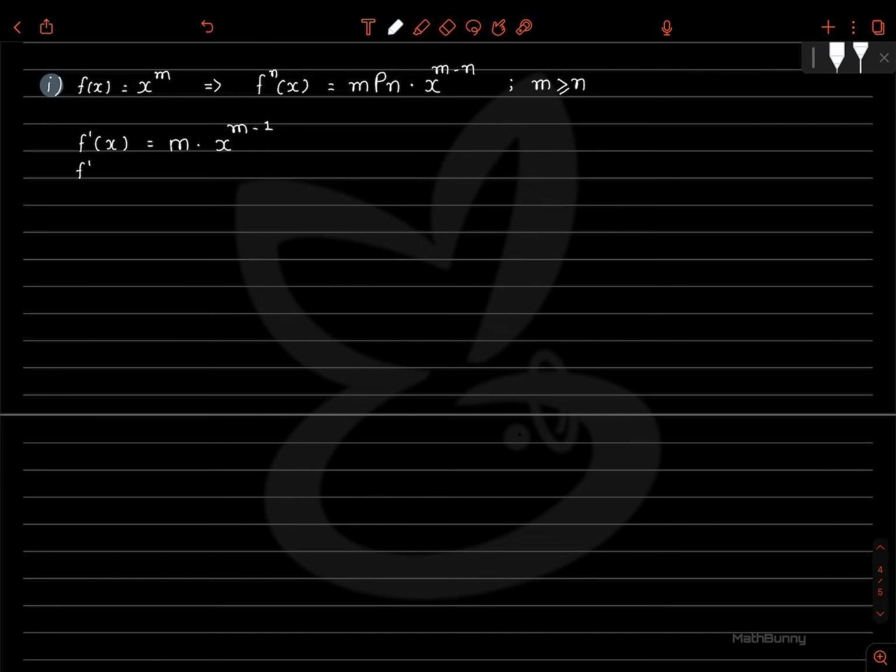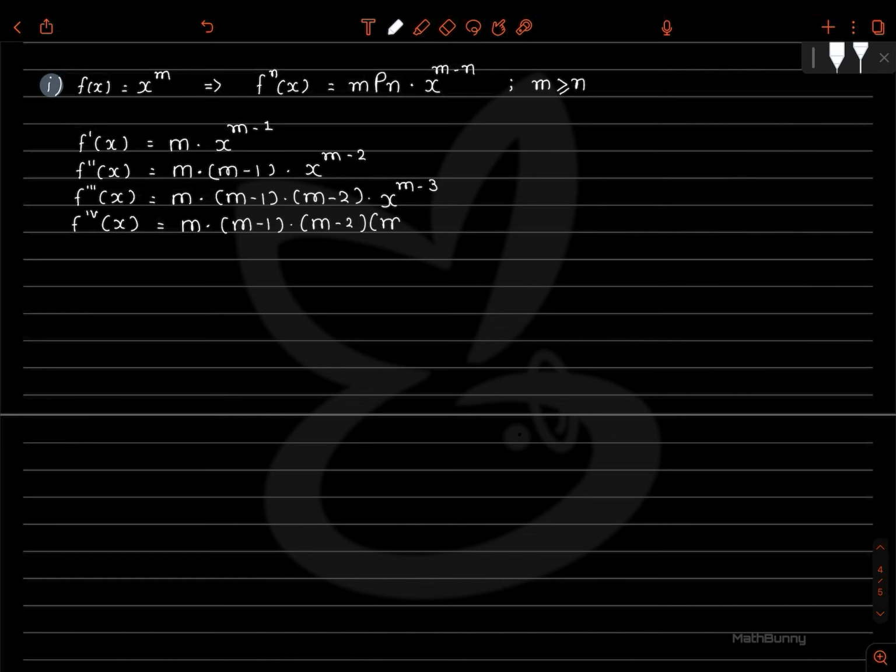Differentiate this again, f double dash of x, we will get m into m minus 1 into x raised to m minus 2. Let's further differentiate this. F triple dash of x will be equal to m into m minus 1 into m minus 2 into x raised to m minus 3. Let's again differentiate. The fourth differentiation of f of x would be m into m minus 1 into m minus 2 into m minus 3 into x raised to m minus 4.